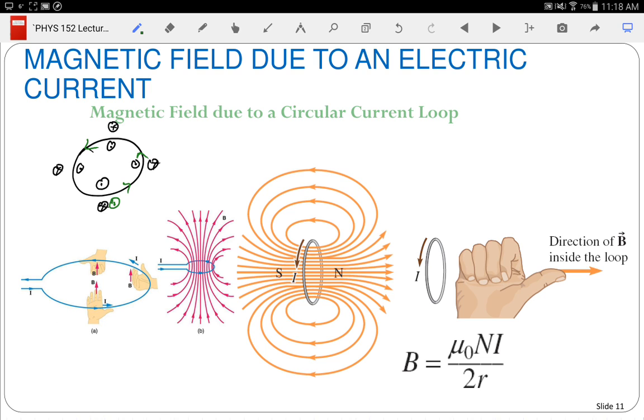So for the single loop, the magnetic field is mu naught Ni over 2R. Now what is N? Well, if you have more than one loop, it's going to be bigger because you have more than one loop.